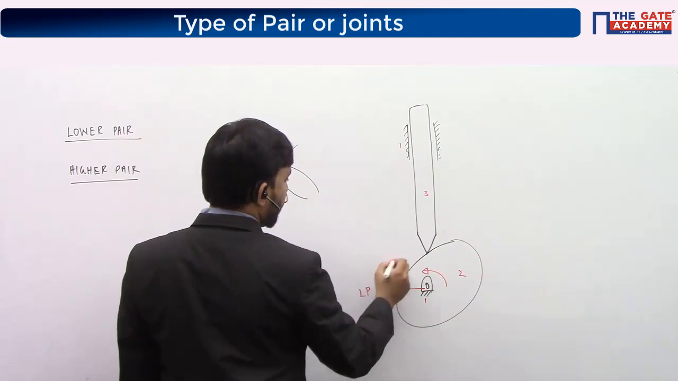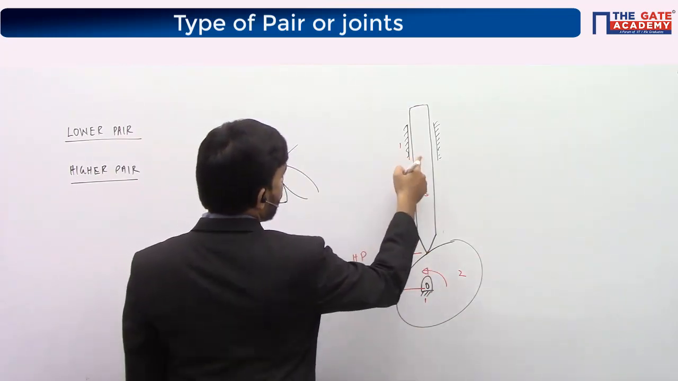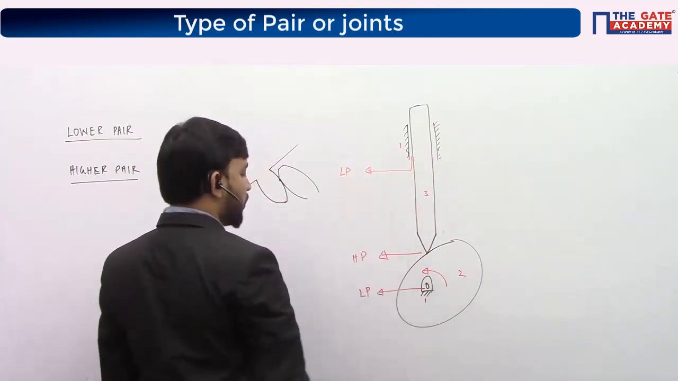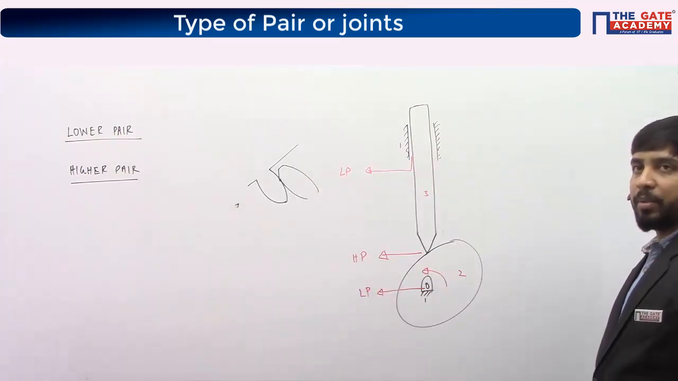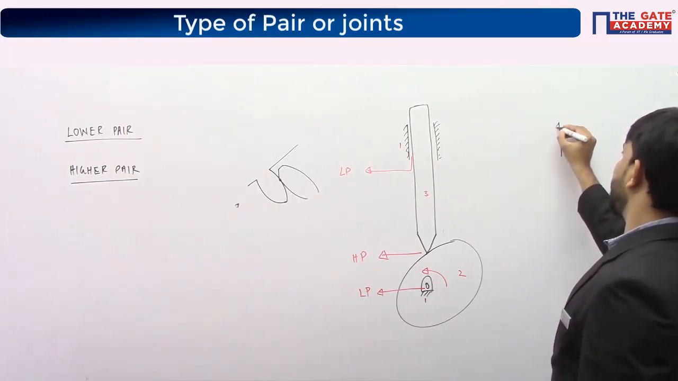Turning pair is a lower pair. These two are connected by a point contact. This is a higher pair. So 1 and 3 are connected by a sliding pair, okay? Sliding pair is a lower pair. Turning pair is a lower pair and sliding pair is a lower pair, okay? Number of links are 3. So I'm developing an equivalent mechanism.